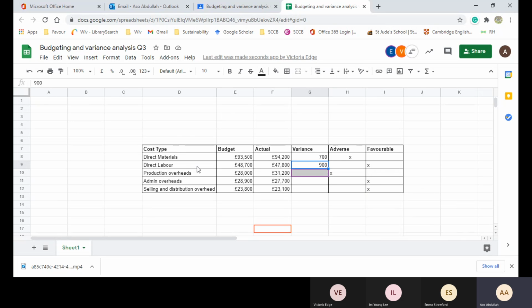Well done. It is favorable for the labor because you spent less money than what they give it to you. Imagine you are a line manager, you have a number of staff and they give you 50,000, but you only spend 47,000, so it means you spend less money, so it is favorable.